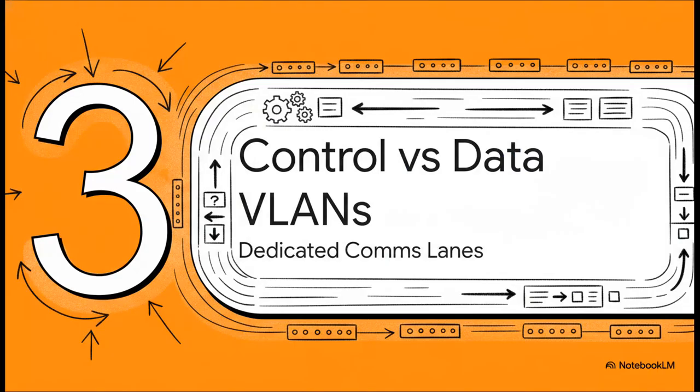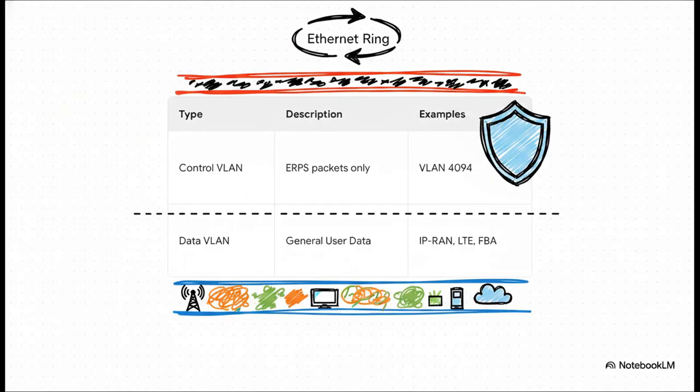All right, on to Section 3, Control versus data VLANs. So ERPS absolutely requires a strict separation of duties within the ring. It gets its own dedicated control VLAN, say VLAN 4094, and this lane is exclusively reserved for ERPS protocol messages. User data is strictly forbidden here. Everything else, from your IP RAN to your LTE data, has to travel on separate data VLANs. This setup is brilliant because it ensures ERPS always gets priority communication, with absolutely zero interference from heavy user traffic.